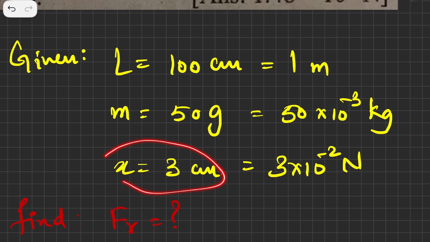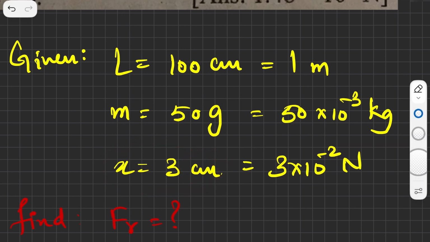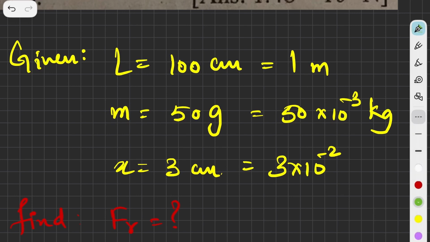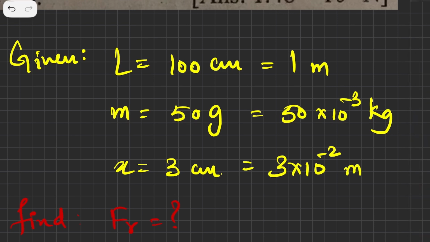And displacement is given as 3 centimeters, so centimeters to meter. I have made an error over here, it should be a meter over here. So it's a meter. Okay, so now centimeters to meters is 10 raised to minus 2. So I've just converted everything into SI system.